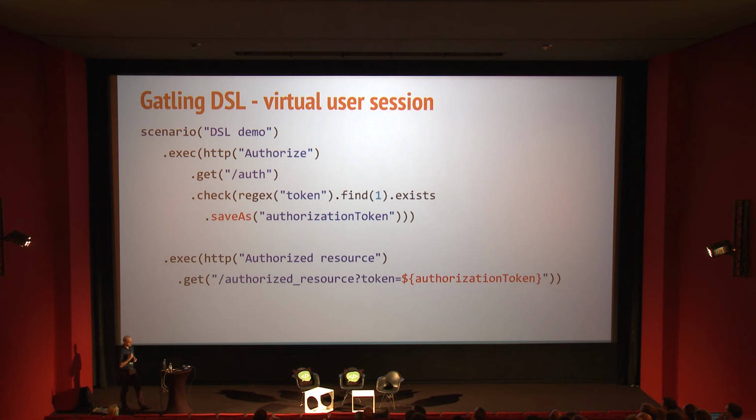What is worth to mention is that you can save some part of the response using some token and use it later thanks to Gatling expression language. So this $ sign and curly brackets. And this is especially useful in case of complex business scenarios when you need to transfer some data from one request to another request. Questions? Because this is quite important.